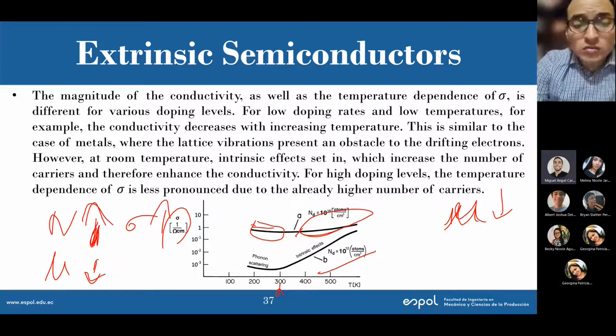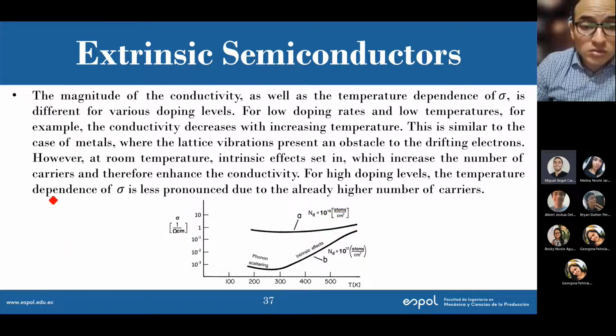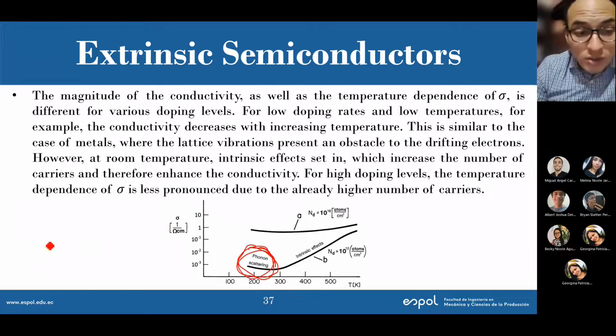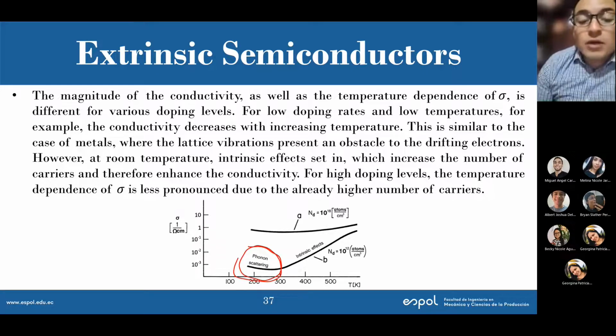No, I didn't say that. The slide is written for low doping rates and low temperatures. For example, the conductivity decreases with increasing temperature here. Low doping rate, low temperature. In this case, look at that region. Is it decreasing or not? That's why I was saying this region, the phonon scattering region. Because in that case, I have low doping rate. So that means I don't have a lot of extra electrons or holes, right? It's just a small number.